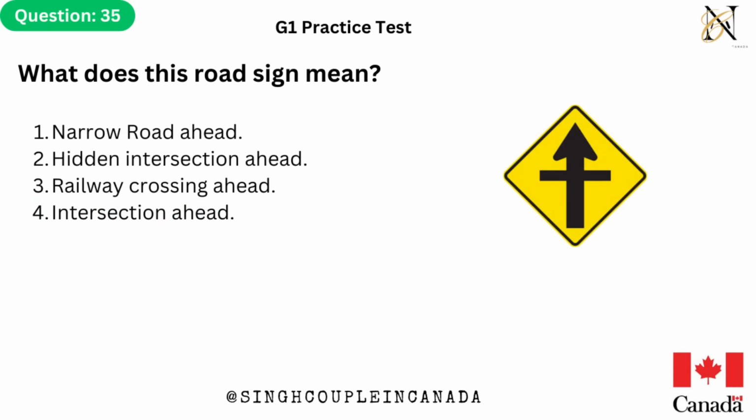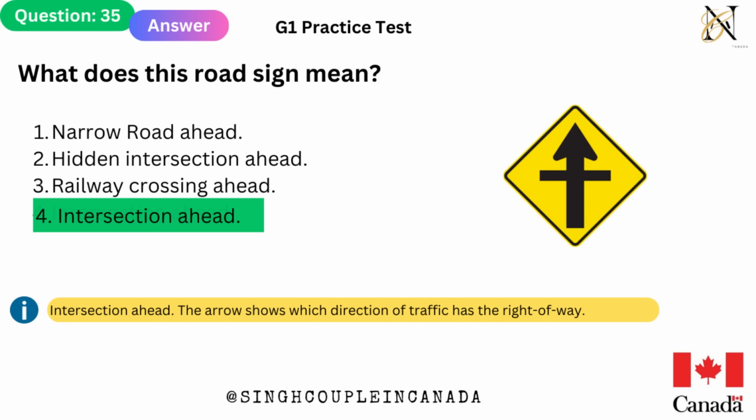What does this road sign mean? 1. Narrow road ahead. 2. Hidden intersection ahead. 3. Railway crossing ahead. 4. Intersection ahead. The answer is 4. Intersection ahead. The arrow shows which direction of traffic has the right of way.